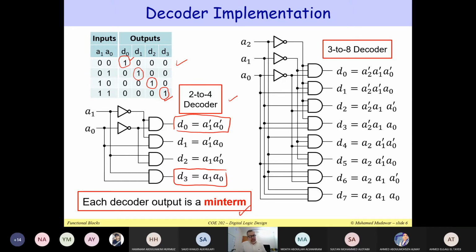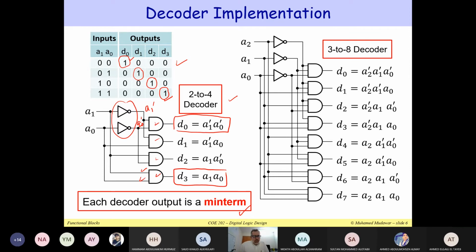So in order to implement the decoder, I need AND gates. So these are AND gates. I need an AND gate for each output, and I need here 2 inverters to invert the inputs. So some AND gates will use, for example, the inverted inputs. And this will be A1 prime, and this will be A0 prime. We use the output of the inverters as inputs to the AND gates, and some of them will not use the inverted inputs and just use the inputs directly, the true value of the input.